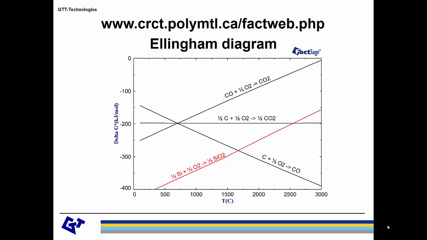The standard Gibbs energy of oxidation is shown per mole of oxygen for silicon and for the three reactions involving carbon. It can be seen that there is a crossover at around 1700 degrees C. Above this temperature, it is expected that silicon dioxide can be reduced by carbon, forming silicon and carbon monoxide.